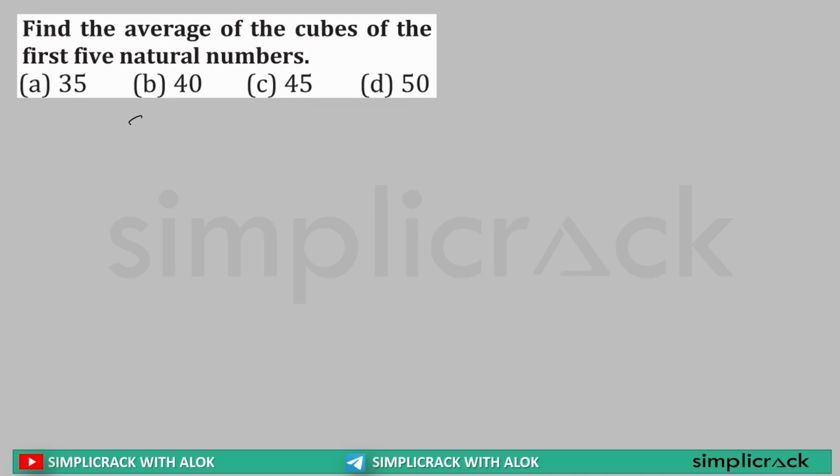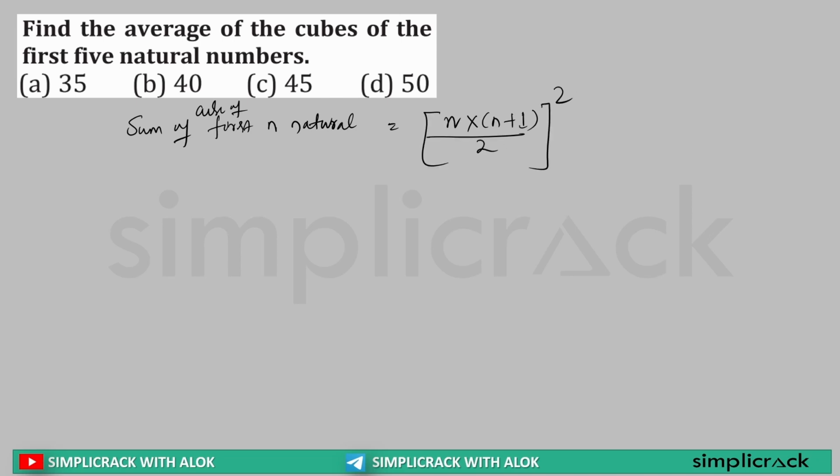Now understand this. The sum of the cubes of the first n natural numbers is what, sir? n into n plus 1 divided by 2, whole square. Yes or no? Yes, sir. Now this can be written as n square into n plus 1 whole square divided by 2 square, that is 4. So this can be written as n square into n plus 1 square divided by 4.